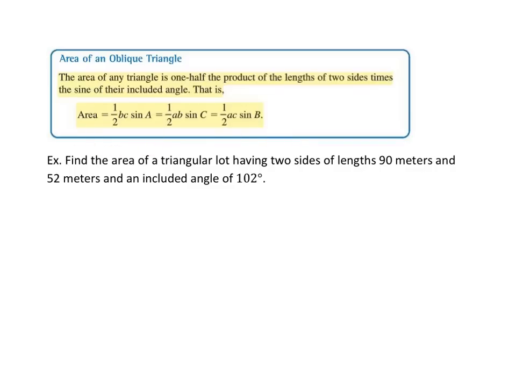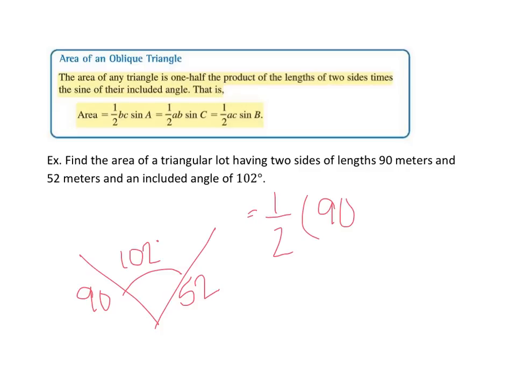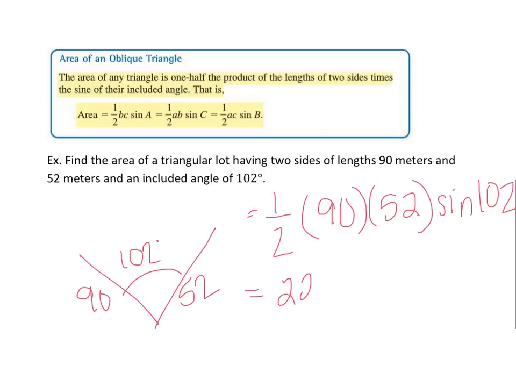In this example, find the area of a triangular lot having two sides of length 90 and 52 meters and an included angle of 102 degrees. So we know one side is 90, one side's 52, and the angle in between is 102 degrees. So we can find the area of this. It is 1/2 our two sides times the sine of the angle in between. Plug it into the calculator, and we have 2,288.87 meters squared.